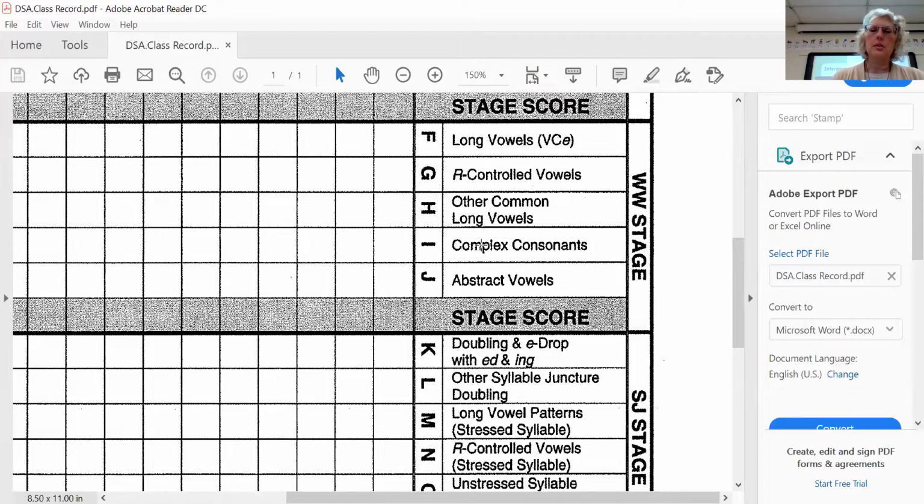And then other common long vowels like AI, IGH, OA, EA, EE, all those different sounds. And then complex consonants, which is three letters, usually if they're at the beginning of a word, they're going to be three-letter blends, like the STR in street, SPL in splash are examples. At the end of a word, they're going to be like the TCH in patch or the DGE in bridge.